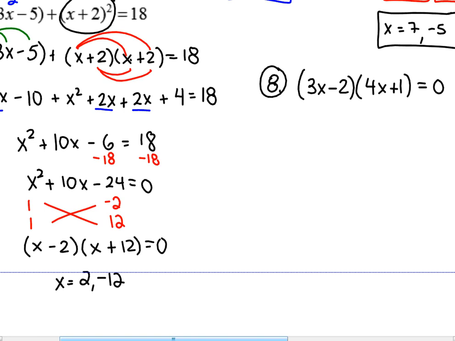I'm going to show you a shortcut. You can use that. If you don't want to use the shortcut, you can set each factor equal to 0 and solve. Right? We know either 3x minus 2 equals 0 or 4x plus 1 equals 0.